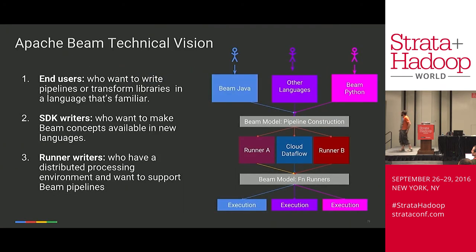So the technical vision for Beam is that we're going to have three groups that we're basically working for here. There are end users who want to write pipelines and transform libraries in a familiar language, Java, Python, etc. There are SDK writers who want to make the Beam model accessible in a new language, so maybe JavaScript or Scala or whatever. And then there are runner writers who have their own distributed processing engine and want to make it accessible to anybody who's written a pipeline in Beam.